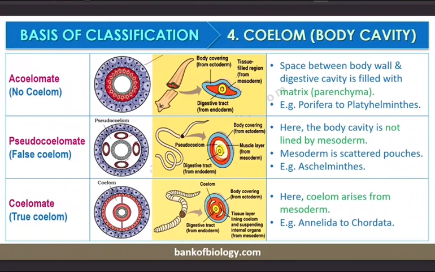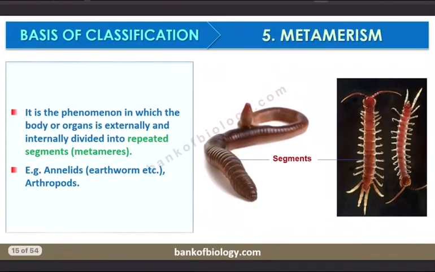So Porifera to Platyhelminthes are acoelomates. Whereas in pseudocoelomate, you can see the body cavity is not lined by mesoderm. Mesoderm is scattered in pouches. This is mesoderm, that is with the pouches. So it appears as though there is coelom, but actually coelom is not there. So we call them pseudocoelomates, for example Aschelminthes. And then true coelomates. Here coelom arises from mesoderm, Annelida to Chordata. Here you can see the transverse section.